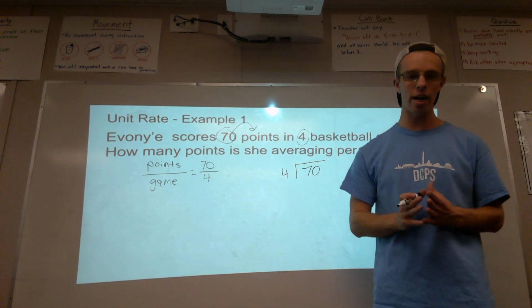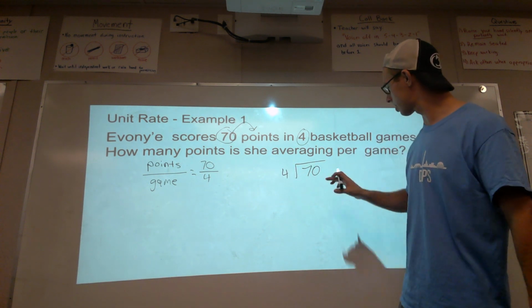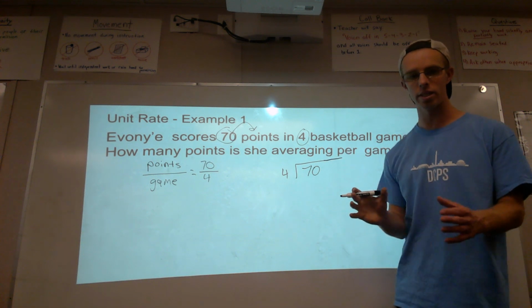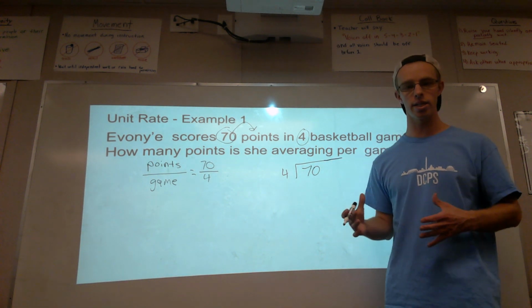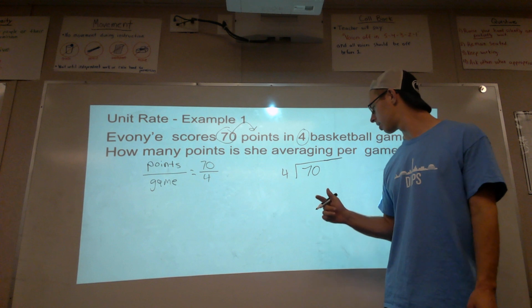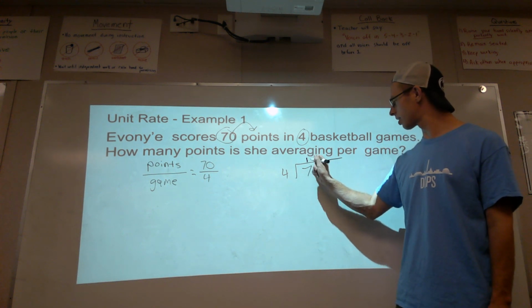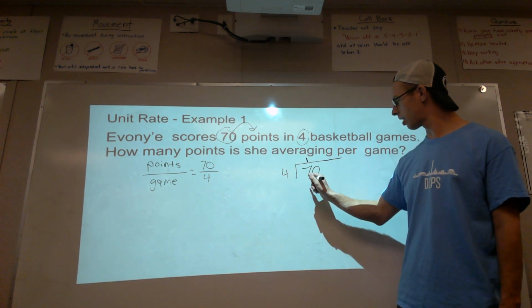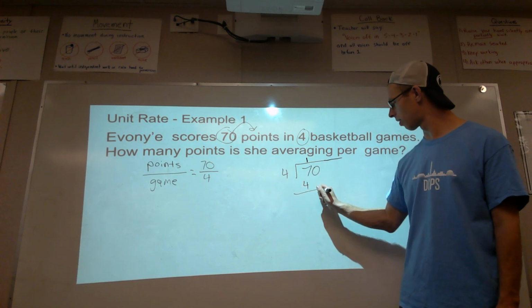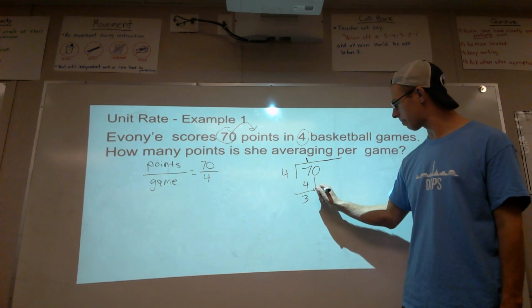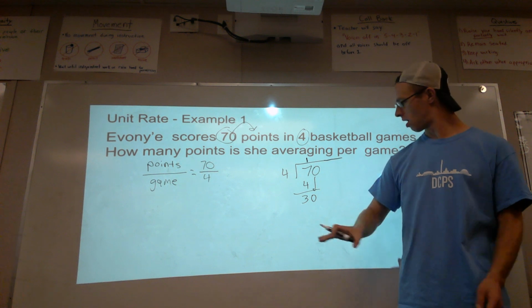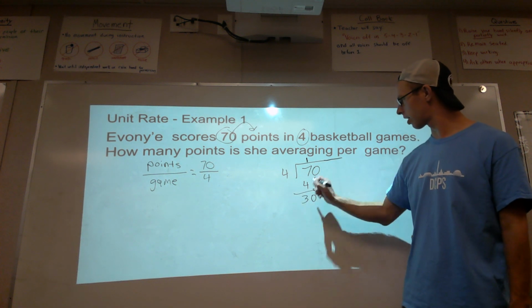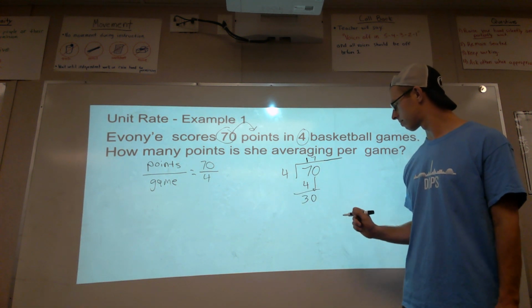70 divided by 4. Okay, and I'm going to start dividing. I'm going to show the long division. I won't always show computation in these videos, but this time I'm going to show it. 4 goes into 7 once, so I put a 1 there. 4 times 1 is 4. 3, we drop the 0 down, we have 30. 4 goes into 30 7 times.